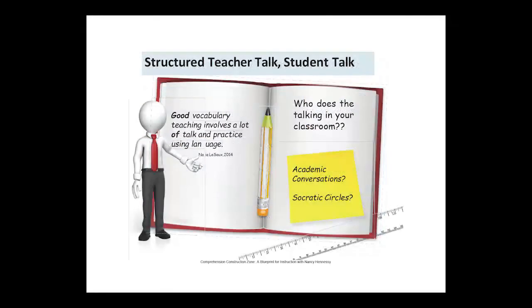Okay. So, just an example from Incidental on Purpose. Good vocabulary teaching involves a lot of talk and practice using language. Bring your advanced language into the classroom. Do not talk to your students in basic Tier 1 words. Use Tier 2, Tier 3 words. Use more advanced language with your students. And they'll start to use the same language. You'll hear them talking academic language. All right? That's Noni Lasso.